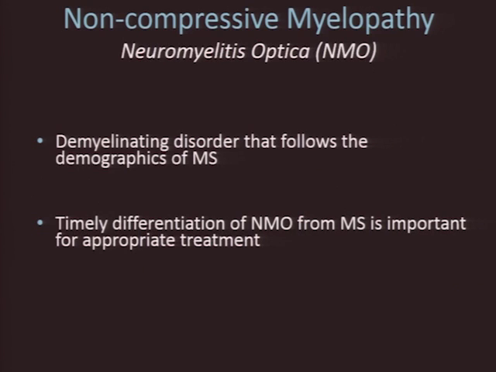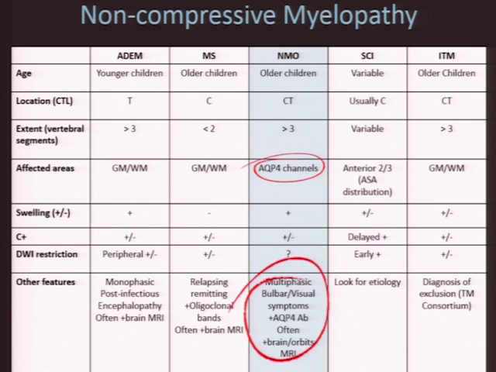Now, neuromyelitis optica, which was previously called Devic's disease, has been talked about a lot in the past 5 years or so, and this is a demyelinating disorder that actually follows the demographics of multiple sclerosis. Its timely differentiation from MS, however, is going to be important because the treatment for these two is very different, and treating for MS could actually be detrimental if the child does have NMO.